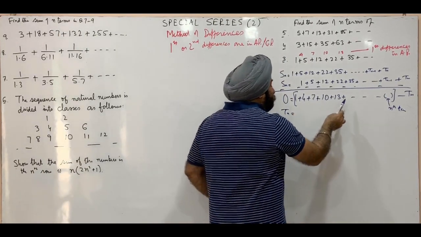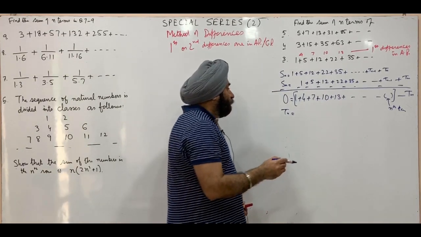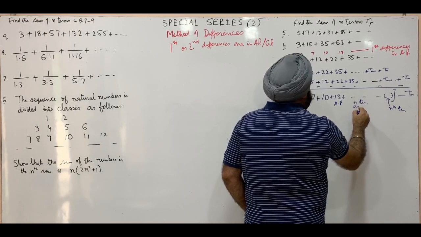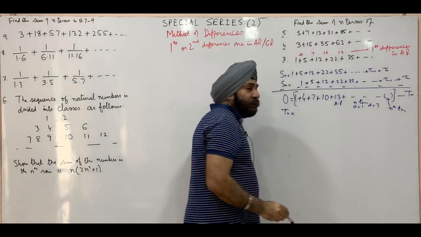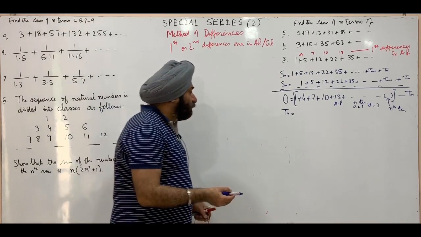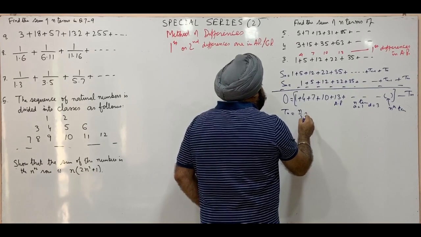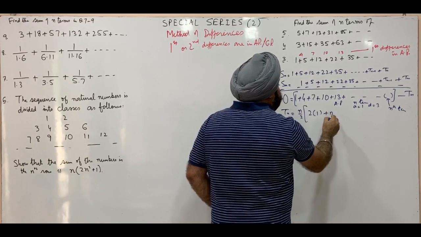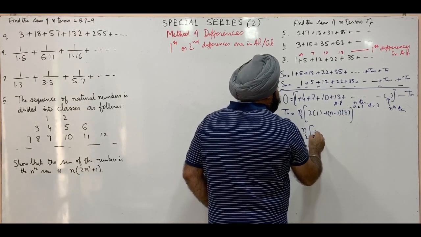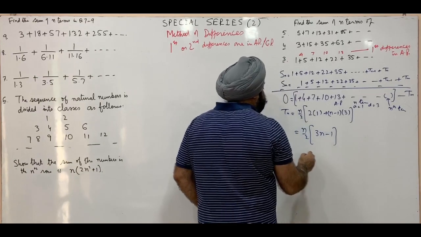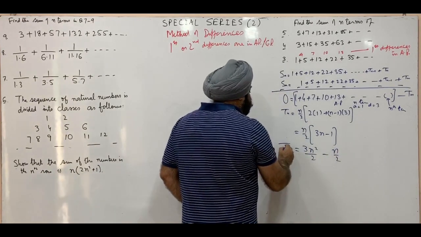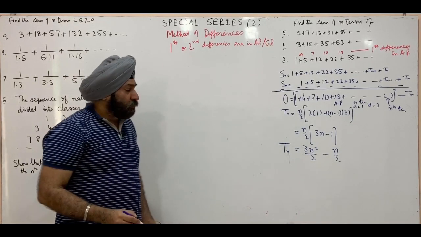Now what do we observe? 1, 4, 7, 10, 13, these are in AP. There are n terms. First term is 1, common difference is 3. And what is Tn? Tn is the sum of n terms of this series. We can find this sum. This is n by 2 into 2a plus n minus 1 into the common difference of 3. That's n by 2 into 3n minus 1. That's 3n square by 2 minus n by 2. This is the nth term.